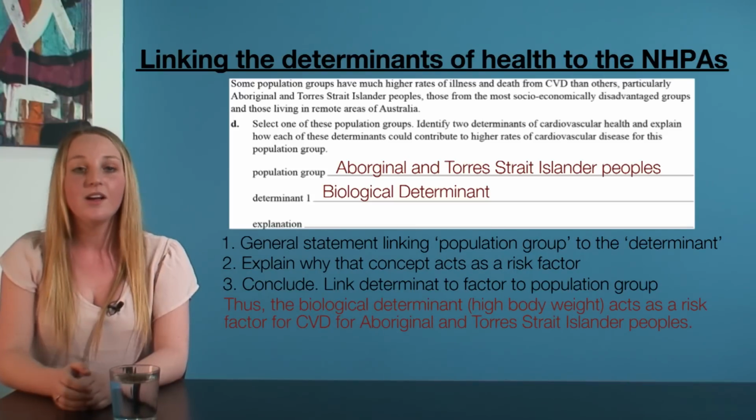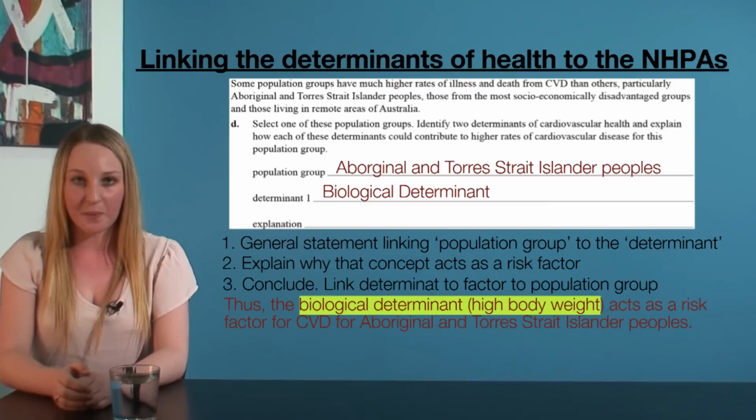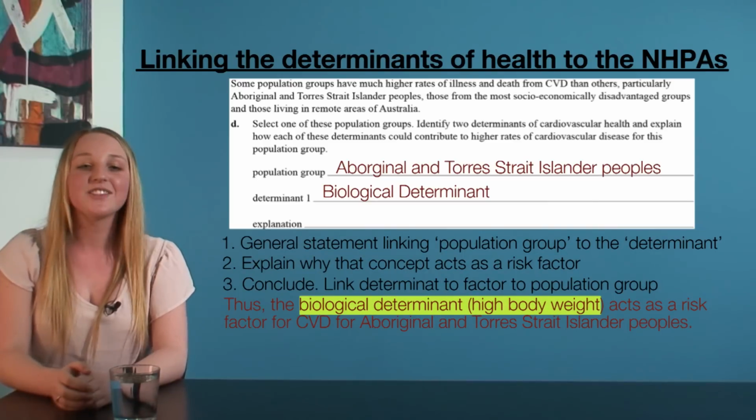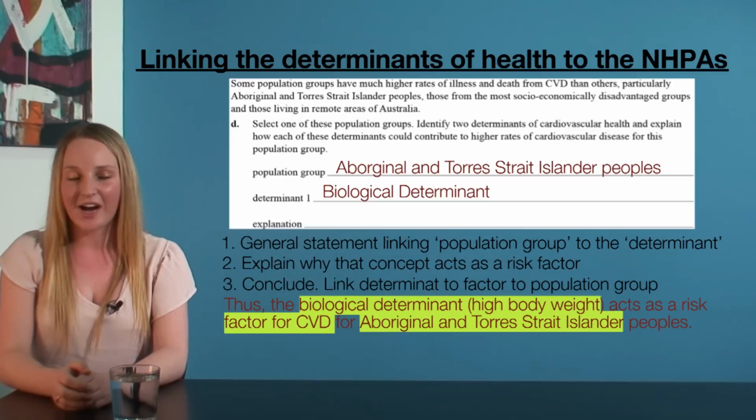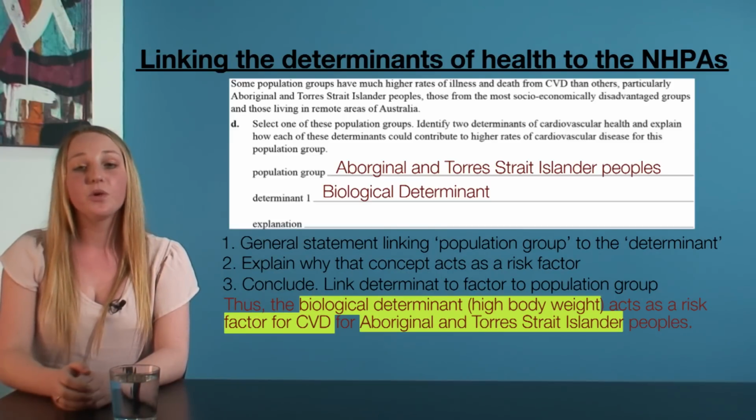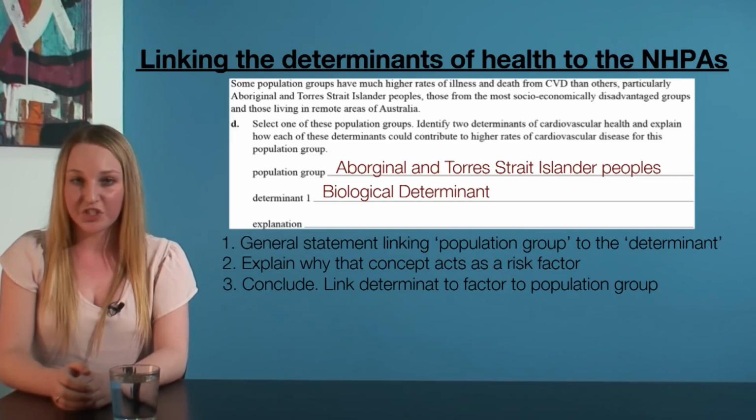So for us, thus the biological determinant, high body weight, acts as a risk factor for CVD for Aboriginal and Torres Strait Islander peoples. There are also variations on this type of question. Try completing some by yourself below.